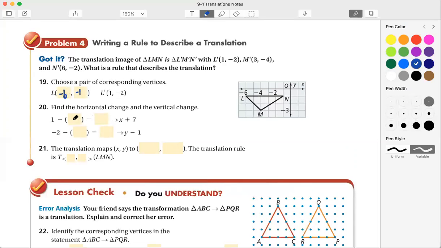So what I do is I kind of work backwards. I take 1 minus a negative 6, and I get 7. So x is added by 7. Negative 2 minus a negative 1, and I get negative 1. So y is subtracted by 1. So the translation maps xy to x plus 7 and y minus 1. The translation rule would be T of 7, negative 1 of triangle LMN.